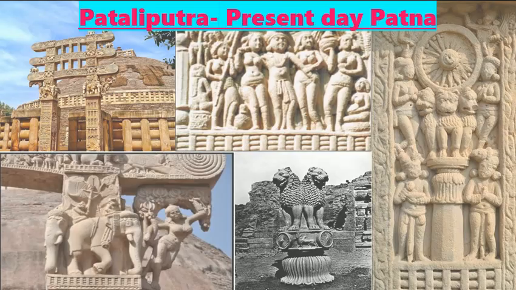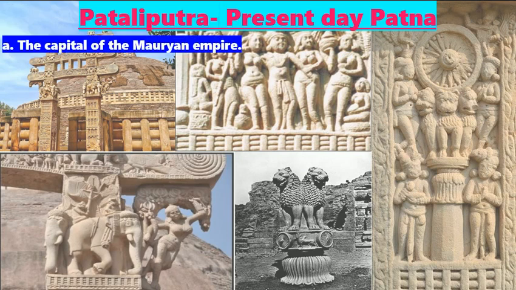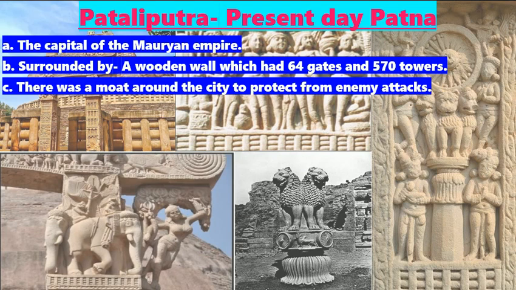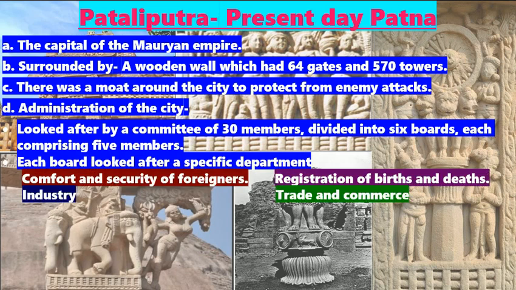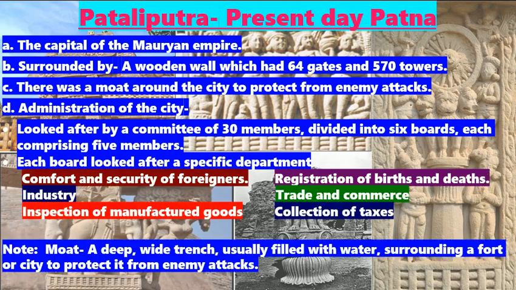Now I'll be discussing Patliputra, present day Patna, the capital of the empire. The capital was surrounded by a wooden wall, which had 64 gates and 570 towers. There was a moat around the city to protect it from enemy attacks.